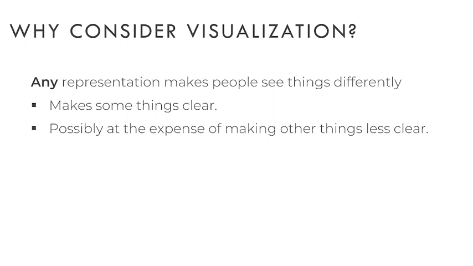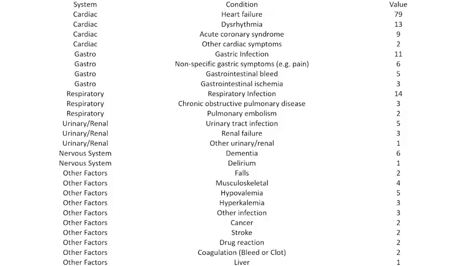One of the arguments for visualization is that basically any representation can help people see things differently. It makes some things clear, possibly at the expense of making other things less clear. So that's one argument. Here's a small example from my work during the last year, where we thought about how we can communicate patients that were readmitted for different reasons after a heart failure, I believe.